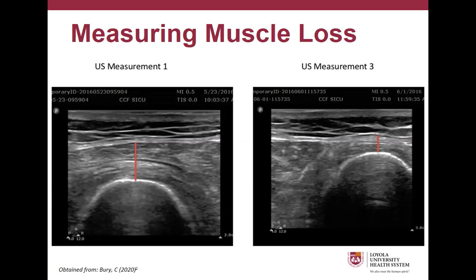On average amongst the patients, they saw that 3.2% muscle loss occurred every single day, despite them being fed, despite them being provided the nutrition support they needed. And this is an ultrasound of one of the patients in the study, the first measurement and then the third measurement, about 7 days later. Unfortunately on the slide you can't see it, but on my screen there's a red line in the middle that shows you the difference in the muscle thickness between those 2 ultrasound studies.